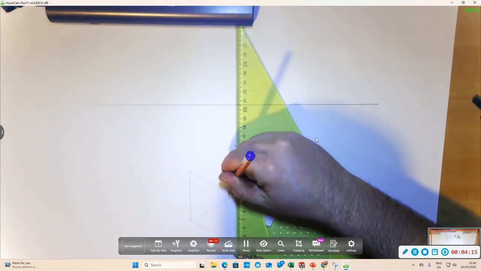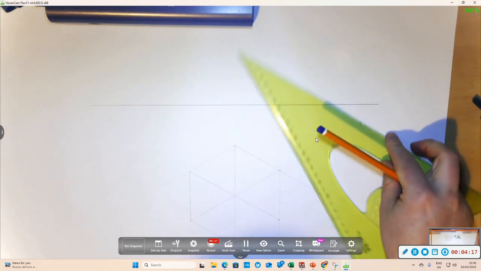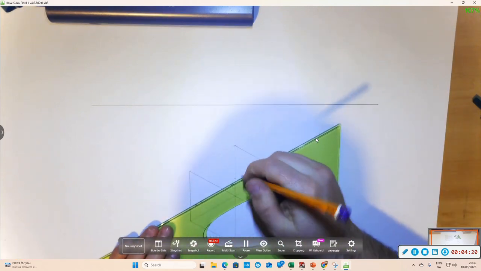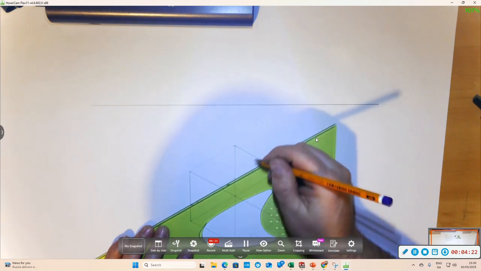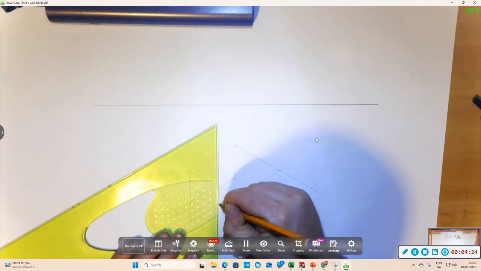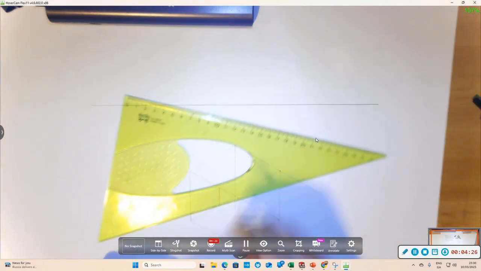Up 20. Remember, scale 2:1, not 1:2. 1:2 is when you divide it, 2:1 is you multiply it.